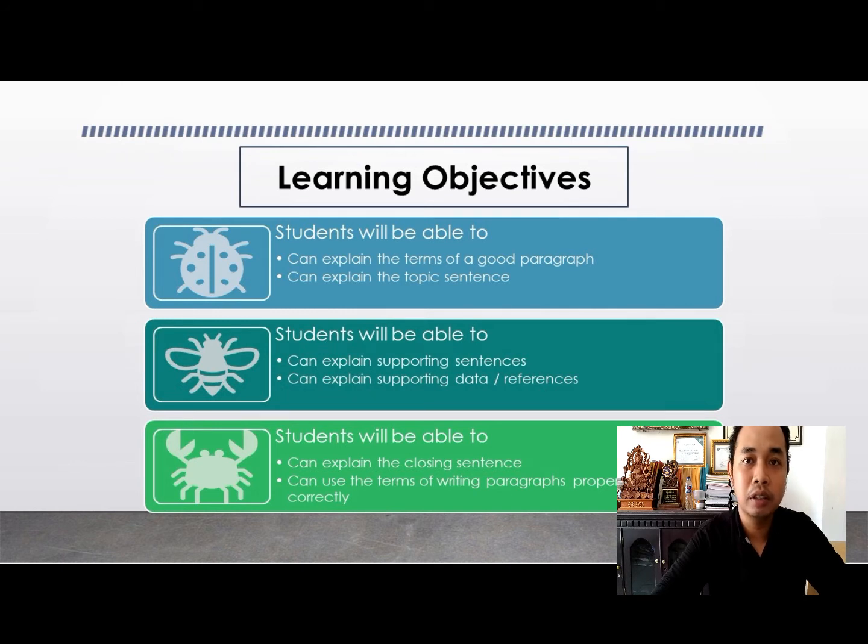Okay, now let's move on to the learning objectives. After the students take this course, they are expected to be able to, the first one, explain the terms of a good paragraph, explain the topic sentence, explain what a supporting sentence is, explain what supporting data is, explain the closing sentence, and explain the use of writing paragraphs properly and correctly.